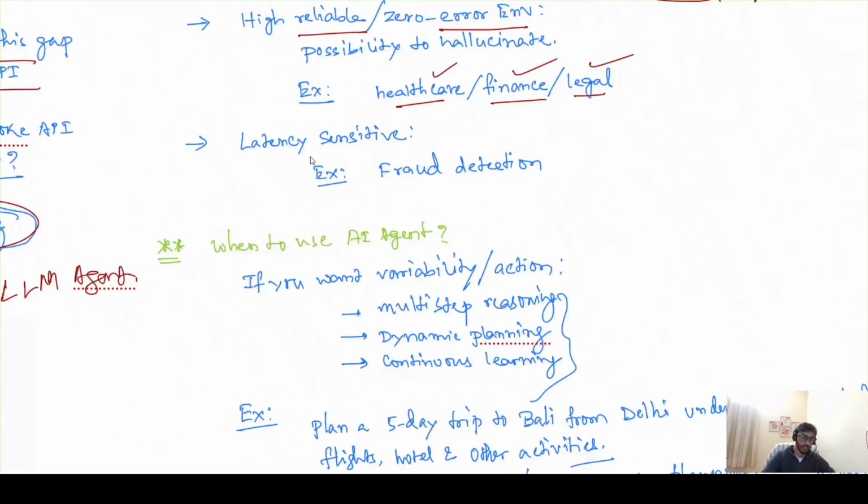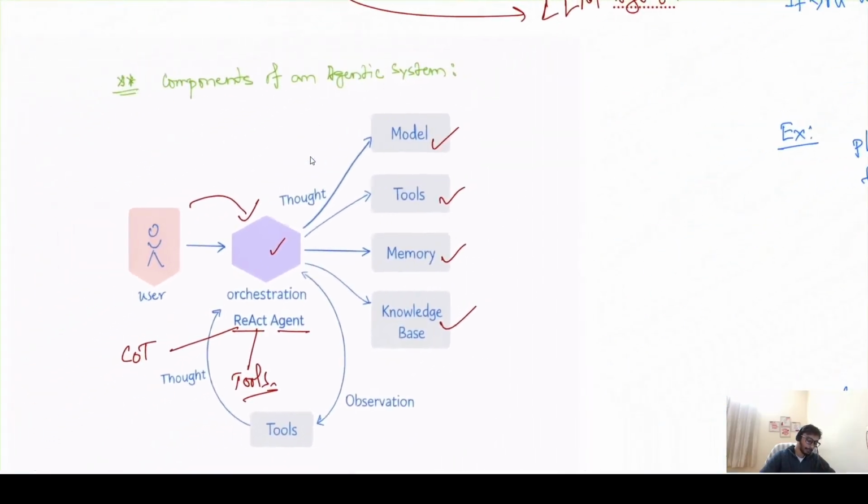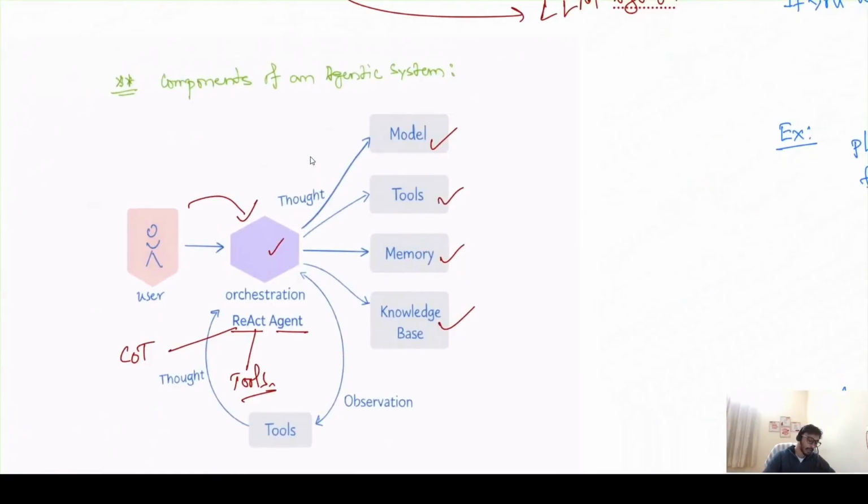In the case of latency sensitive domains like a transaction system, where you need to detect fraud, classical ML will work fine. A classical ML classification model will work fine, because here we need to have explainability also. So you can go with XGBoost or random forest, they will work fine. But if you would like to do the same fraud detection using an agentic system, let's see how it works.